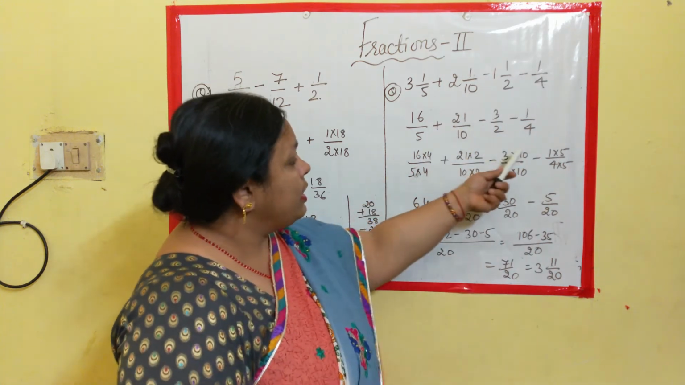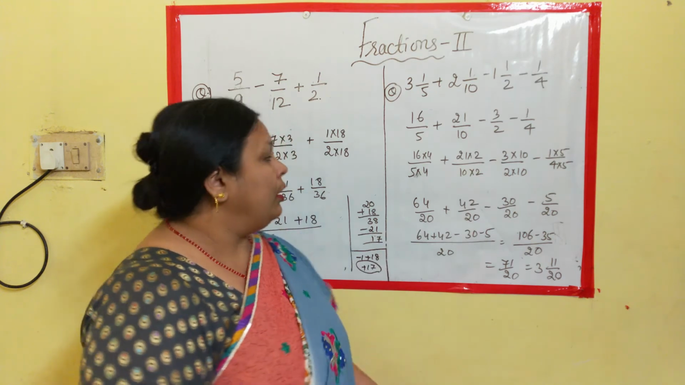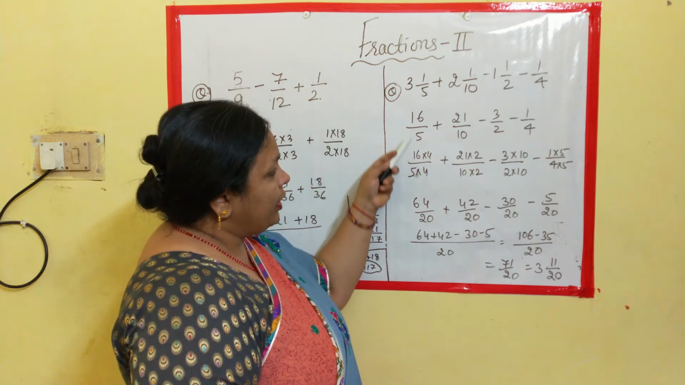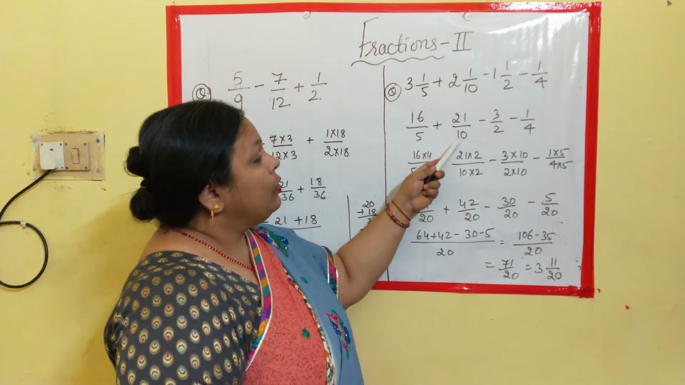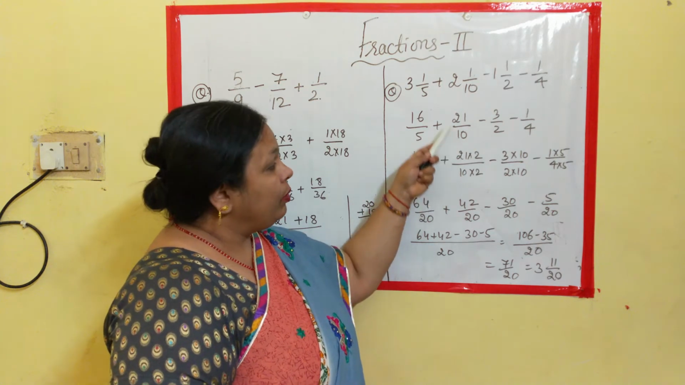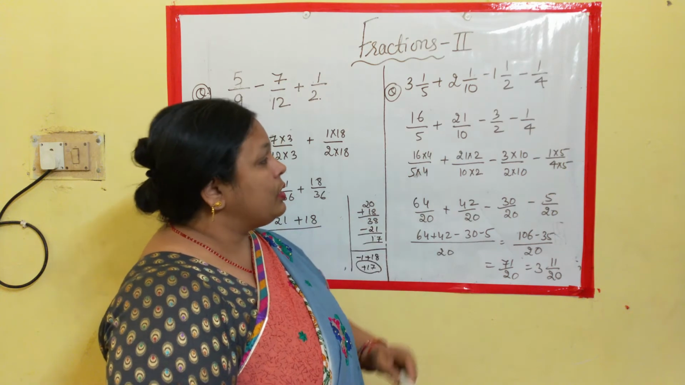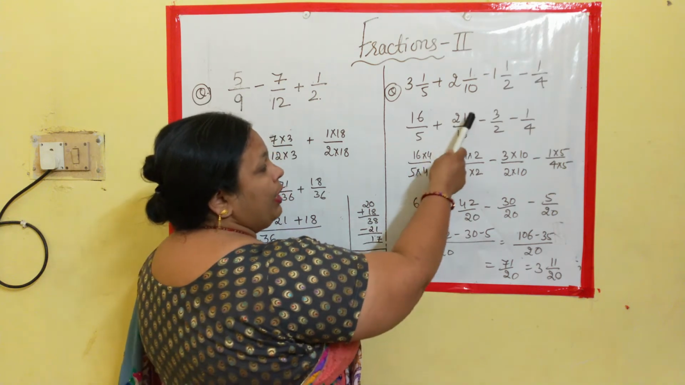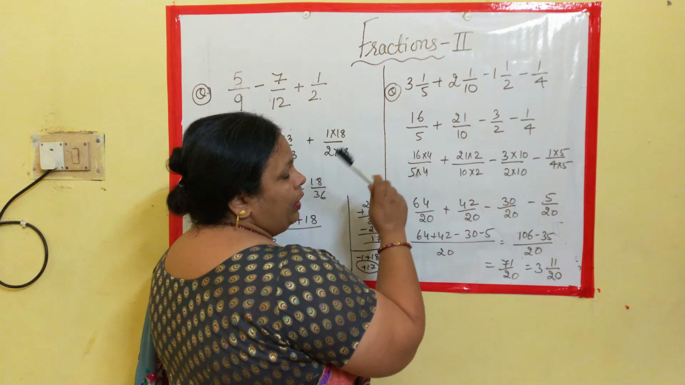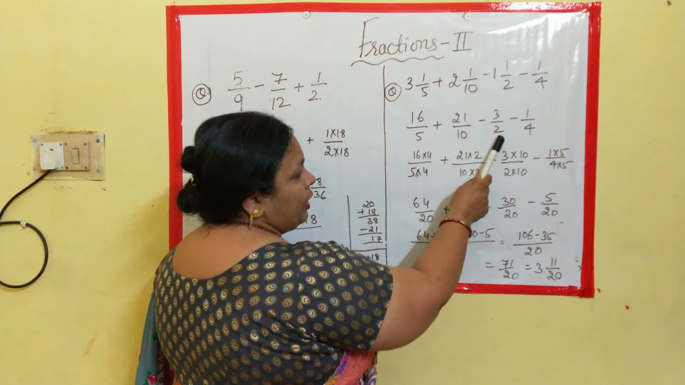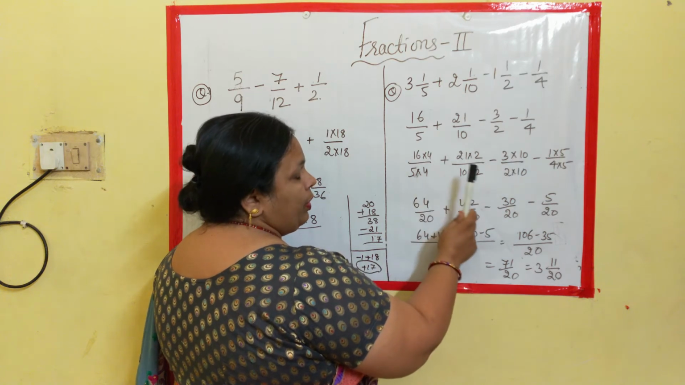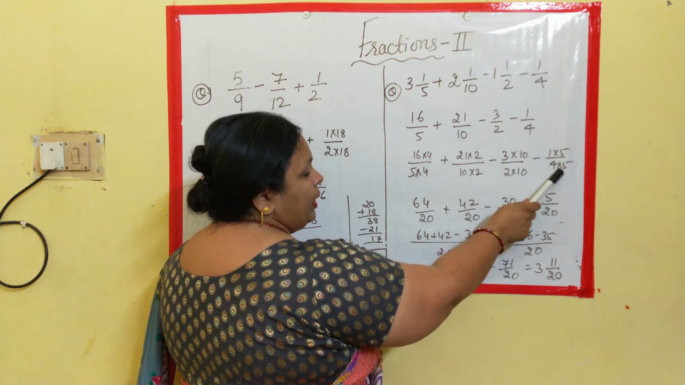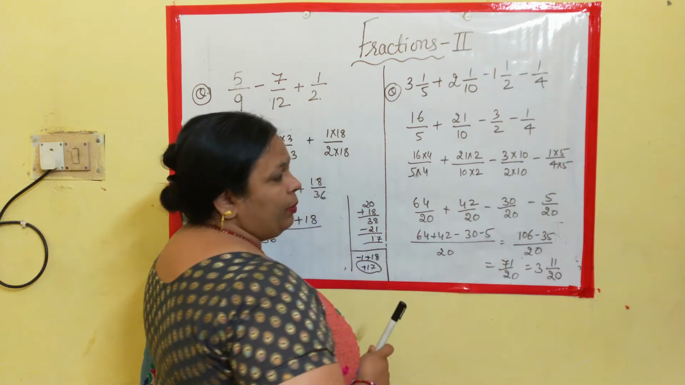Now taking the LCM comes to be 20. Multiply this fraction by 4 to find the equivalent with denominator 20. 10 multiplied by 2 will give you 20 as a denominator. So 21 has to be multiplied by 2 to get the equivalent denominator. So here also 3 by 2 will be multiplied by 10 and 10, both numerator and denominator, and 4 to be multiplied by 5. Similarly 1 will be multiplied by 5.